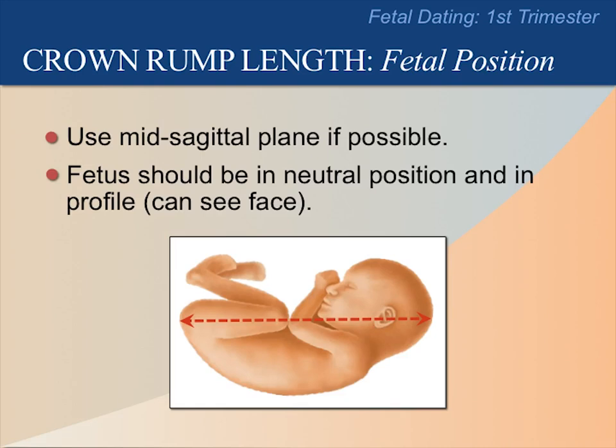To measure the crown rump length correctly, the fetus must be in the correct position. Usually, the mid-sagittal plane will give us the best view. First, the fetus must be lying in a neutral position. This means not bent or flexed, and not with an arched or extended back. Secondly, the fetus must be in profile, meaning you can see the face. If the fetus was turned toward or away from us, you could not see the face. Again, in early pregnancies, it is often not possible to see the face.